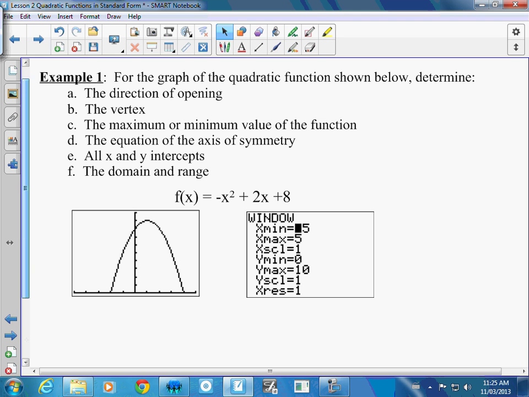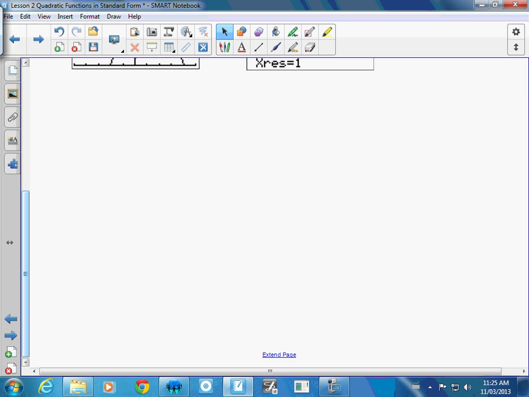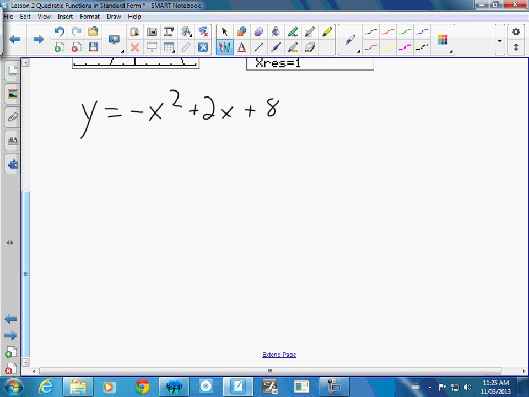Okay, how much room do you have on the page? Lots of room. Let's do a couple of things. So y equals negative x squared plus 2x plus 8. What did we say the y-intercept was? I'm just writing down some of the stuff that's useful to me. The y-intercept is 0, comma 8. Okay, let's figure out the vertex.